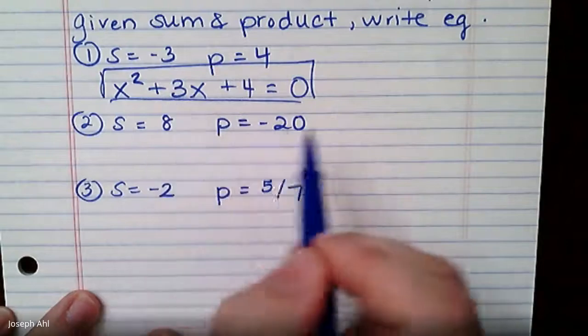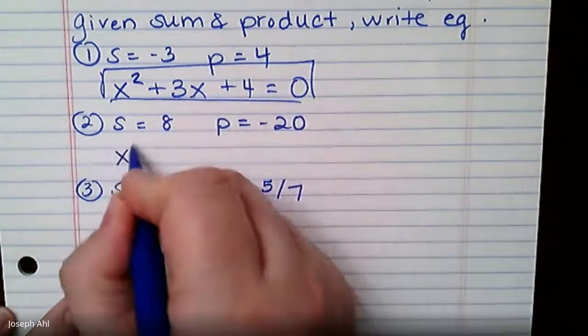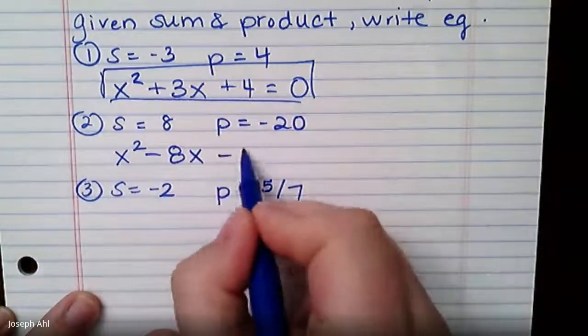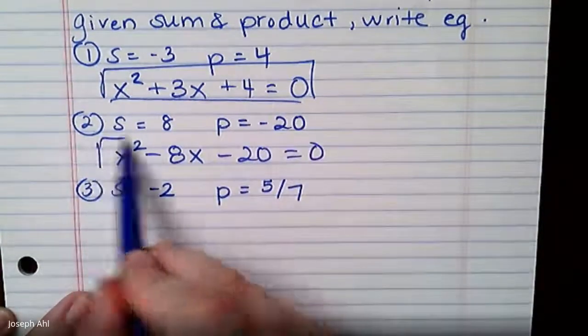All right, sum is 8, product is negative 20. The equation is x squared. Change the sum, minus 8x. Keep that product, minus 20 equals 0. Done.